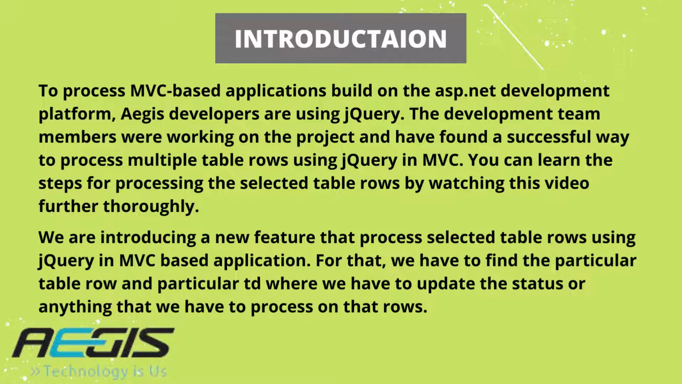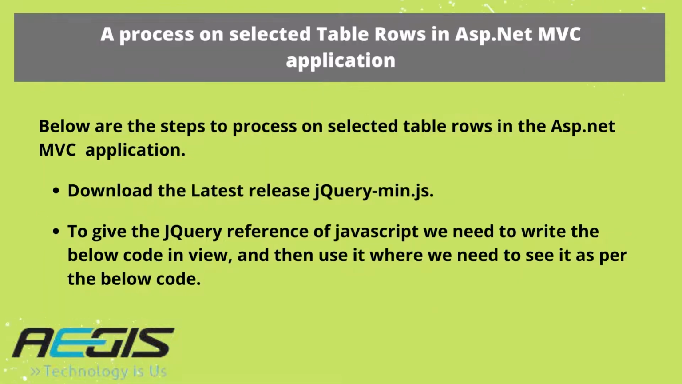For that, we have to find the particular table row and the particular TD where we have to update the status, or anything that we have to process on those rows. Next, understand the process on selected table rows in an asp.net MVC application. Below are the steps to process selected table rows in the asp.net MVC application.